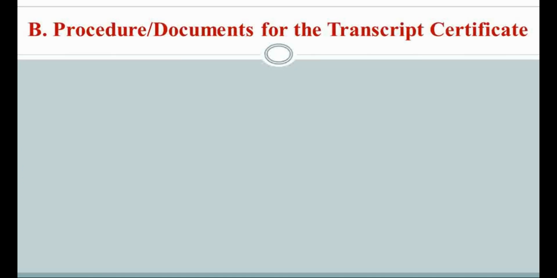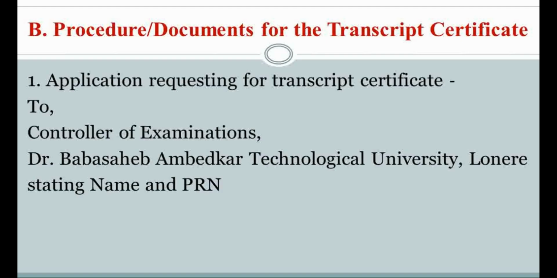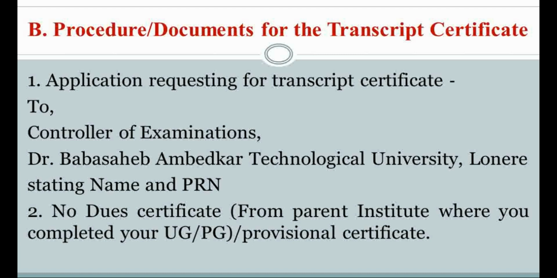Next is the procedure and documents for your transcript certificate. Here also you have to write an application requesting the transcript certificate to the Controller of Examination. In this application also you have to mention your name and PRN number, and write a detailed application. Subject you have to mention, that is application for transcript certificate. The second document required is the no dues certificate from the institute where you have completed your UG or PG, or you can also give the provisional certificate.